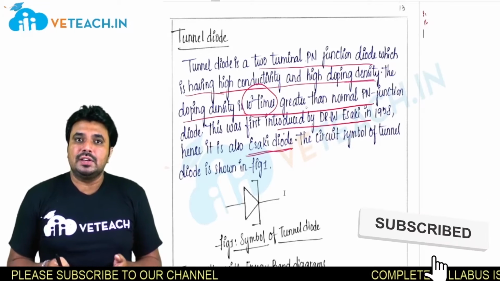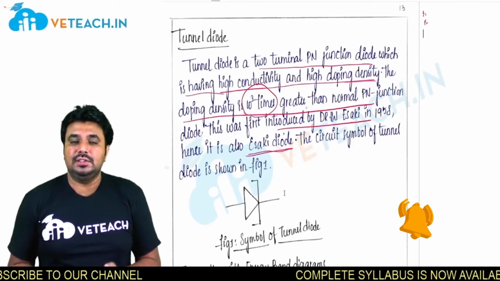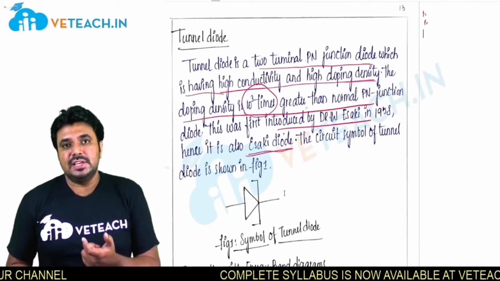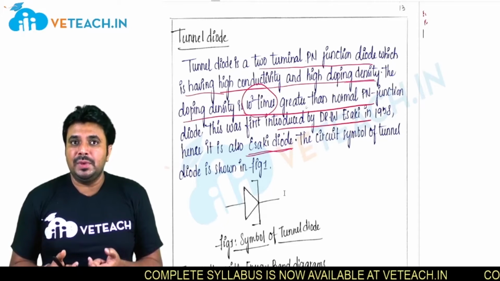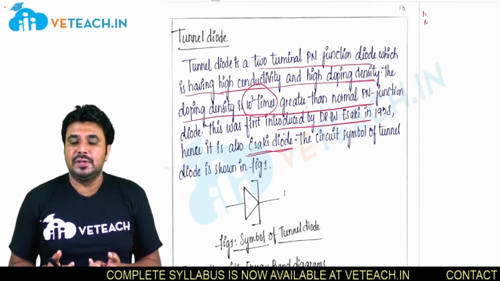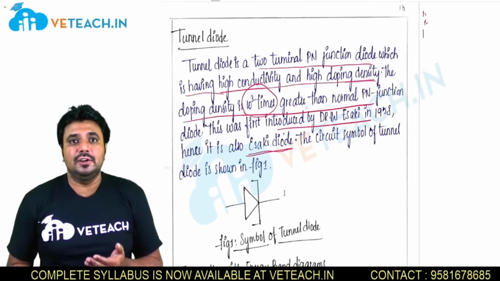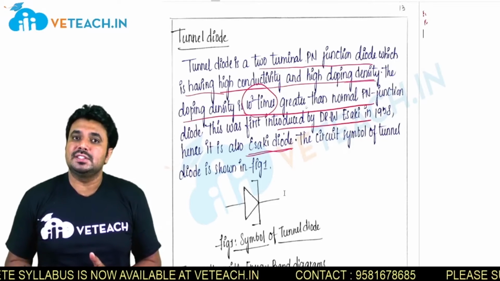So we need to know what the tunnel diode is and what the basic difference is between the PN junction diode and the tunnel diode. A tunnel diode also has two terminals like a PN junction diode, the anode and the cathode. But the doping concentration is totally different between the PN junction diode and the tunnel diode. A tunnel diode has a doping density 10 to the power of 3 times greater than the PN junction diode.